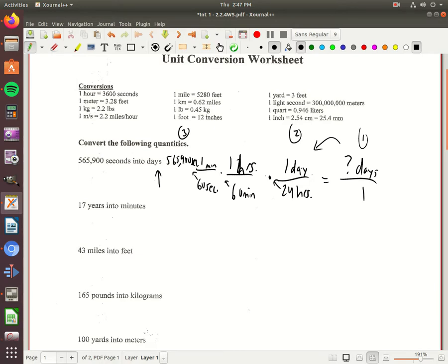565,900 seconds. So now if you think about this, and again, I'll put this over 1. If you look at what's going on here, talking about just dividing by 1, I know that 1 day is the same as 24 hours.